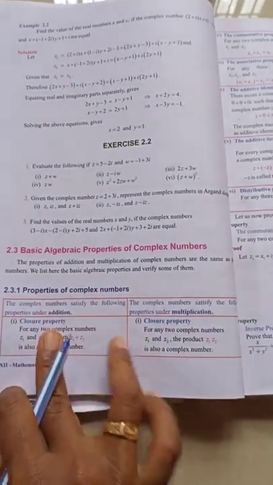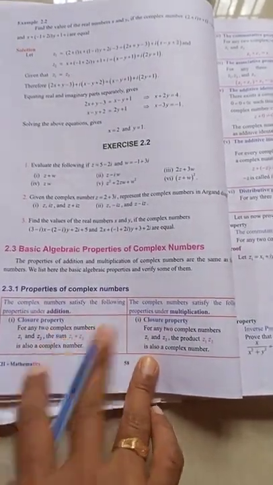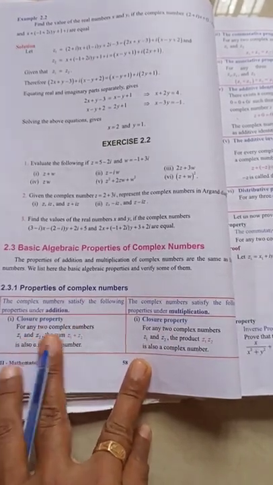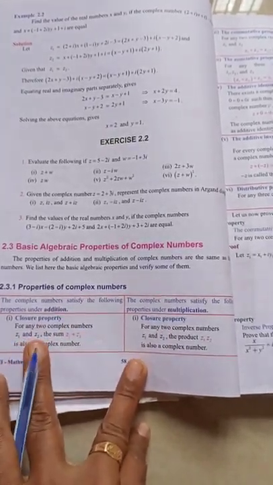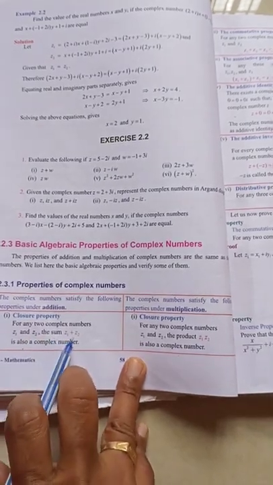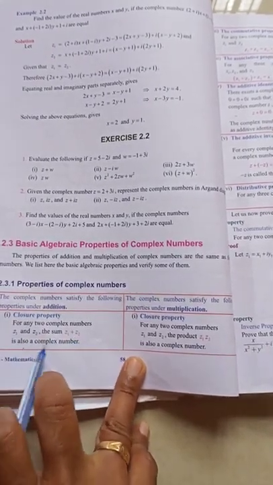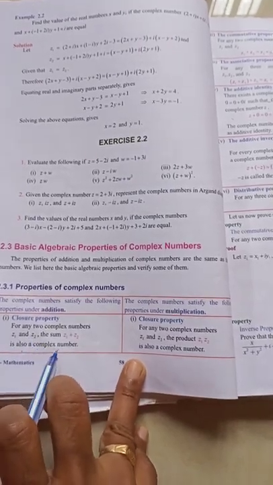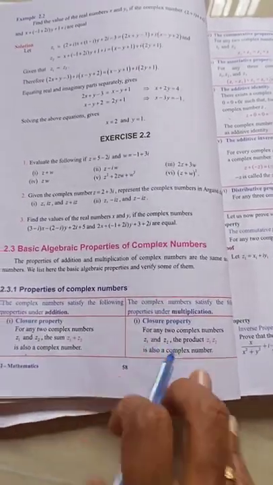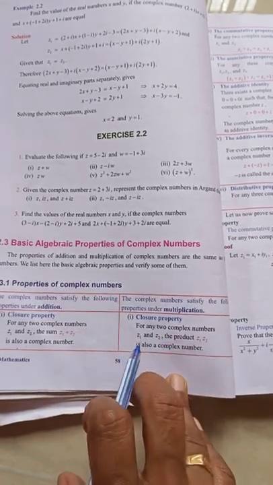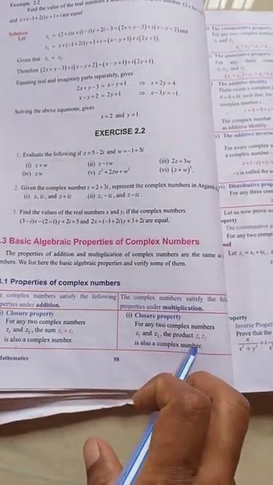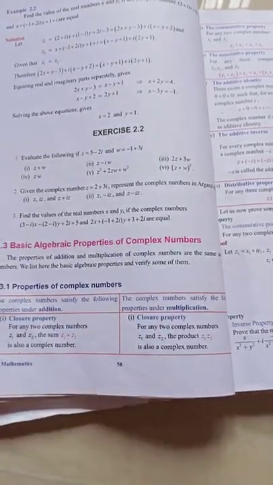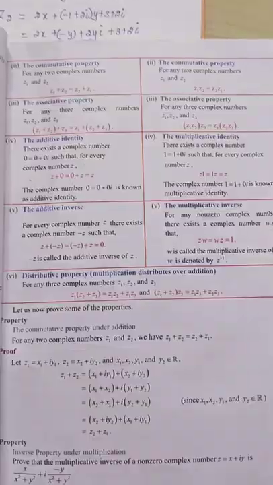Properties, say addition, they have given in a tabular column, in addition and multiplication. Closure property: for any two complex numbers z1 and z2, the sum z1 plus z2 is also a complex number. When we add two complex numbers, again we will get a complex number only. The same way, when we multiply two complex numbers, the product z1 z2 is also a complex number. That we knew, isn't it?